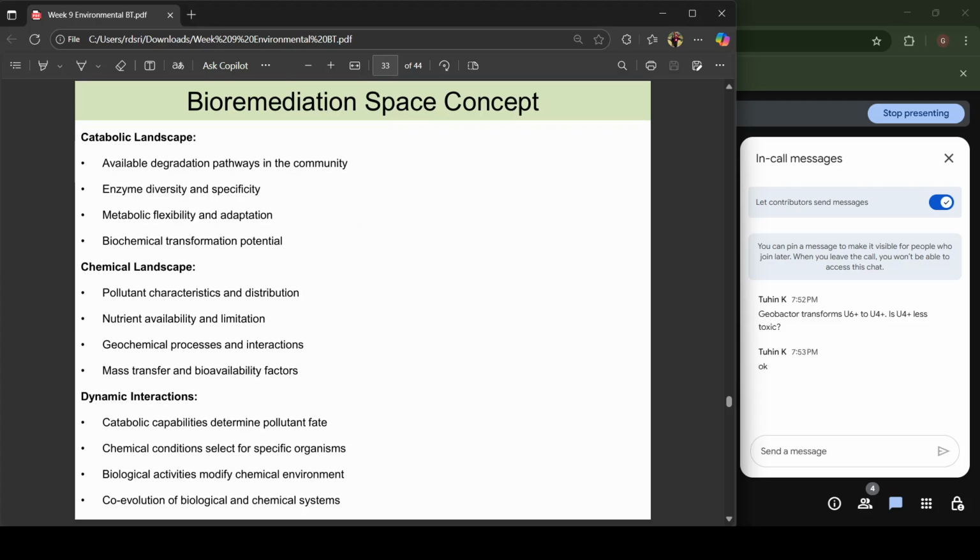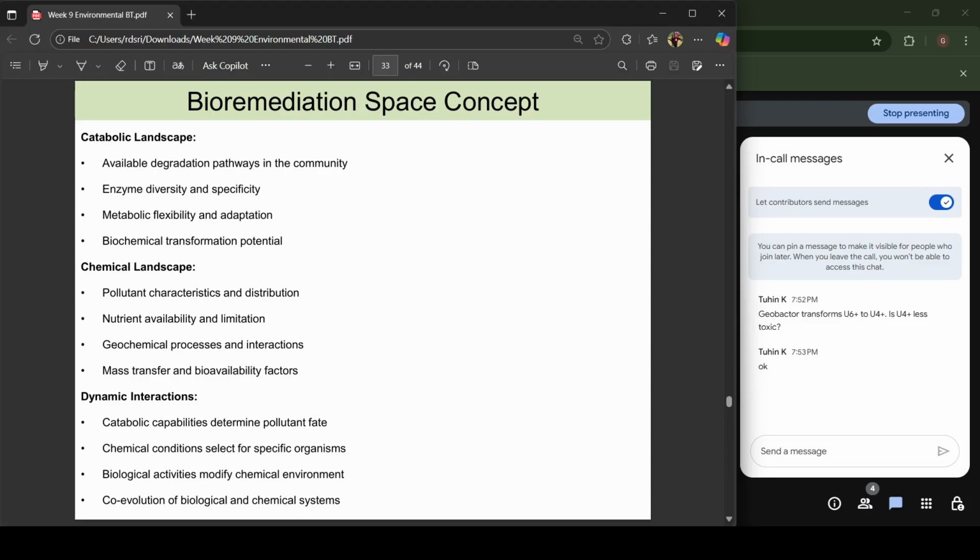Okay, then we'll go to the next slide where we talk about the bioremediation space concept. So we have different landscapes when we talk about bioremediation. The first one is the catabolic landscape. Here we have degradation pathways available in the community. We have enzymatic diversity and specificity. We have metabolic flexibility and adaptation and biochemical transformation potential. So essentially, catabolism is happening here.